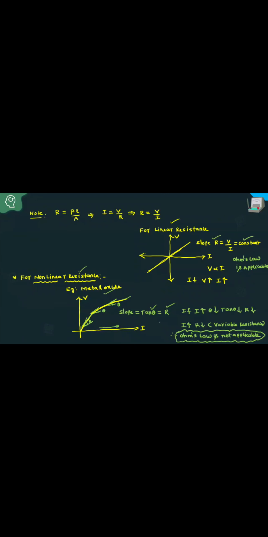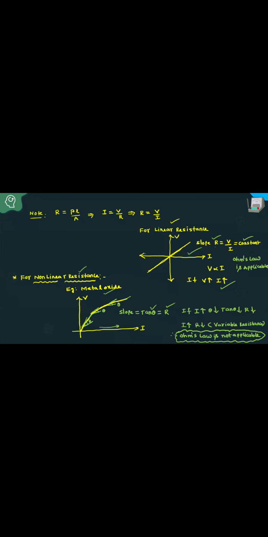A non-linear resistance is nothing but a variable resistance. As per Ohm's law, if R is constant, then V is proportional to I, and it is applicable. But here R is not constant. The current is changing, the resistance is also changing. That's why these are variable resistances, and you don't apply Ohm's law. This is exactly non-linear resistance. Clear, students? Understood?